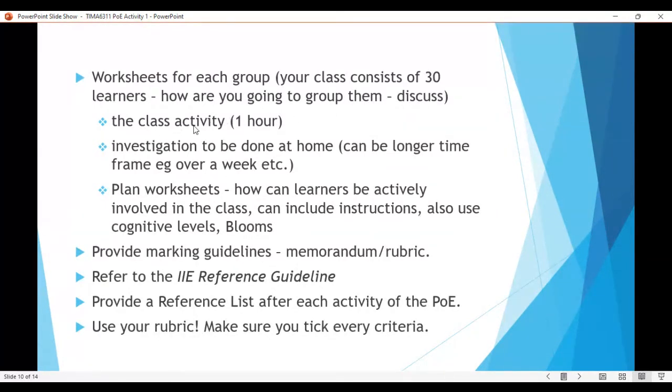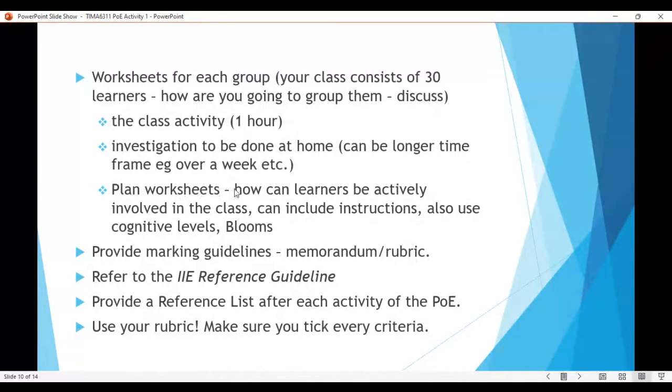You are going to have a class activity of an hour. In that class activity, you need to also teach this. Actually, it's not the class activity of an hour. It's the whole teaching lesson. So it involves teaching as well as class activity. And then an investigation which the learners will do at home after the lesson. Do not let them do the investigation in class. It's going to take too much time. They do that after the lesson.